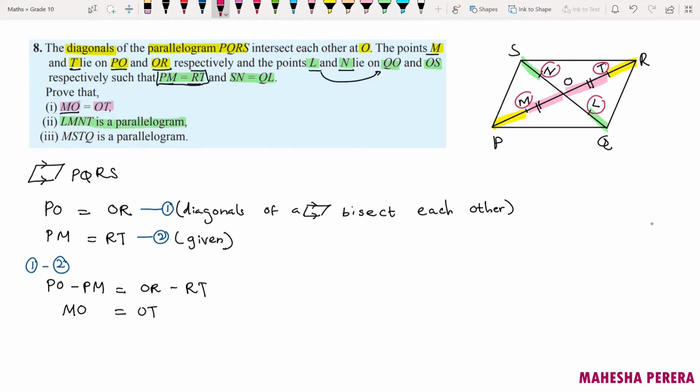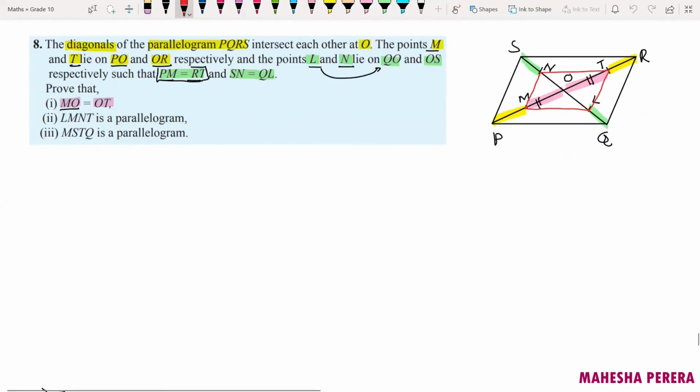MNT. Right, that means we need to connect these points. Okay, this is our quadrilateral. So we need to prove this is a parallelogram. Yes, again, this part we can easily prove, right? Similar to the first part. Now, already you know that MO equals OT. MO is here and OT is here. So this is actually the diagonal of this quadrilateral, right?